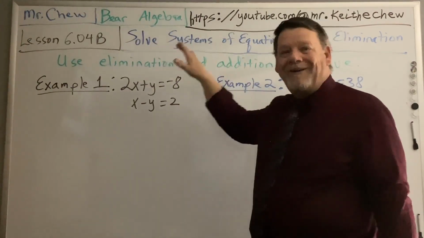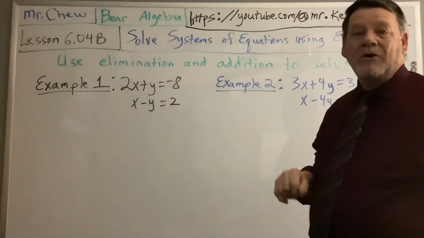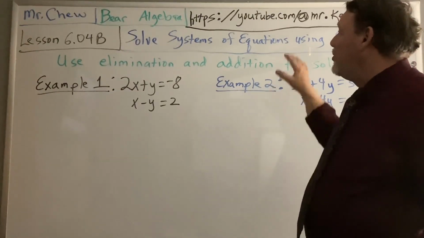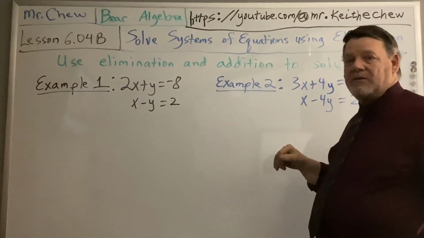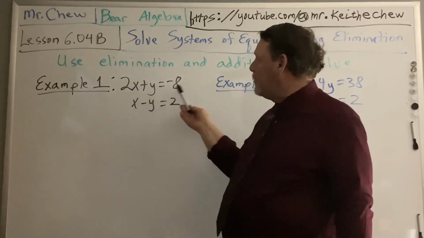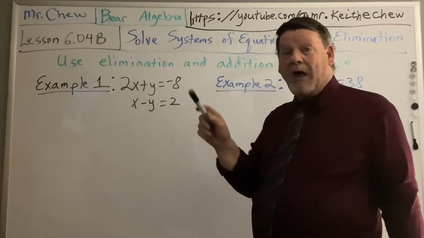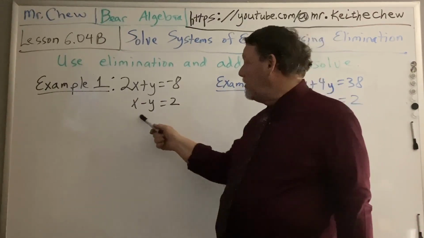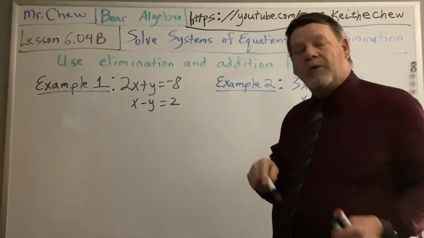We're talking about solving systems of equations using elimination. We're going to use elimination and addition in these examples. So here's example 1. I have 2x plus y equals negative 8. You could graph that line. And then x minus y equals 2, you could graph that line and see where they intersect.